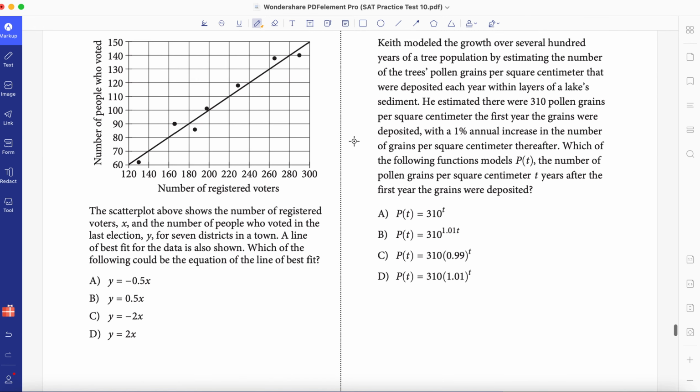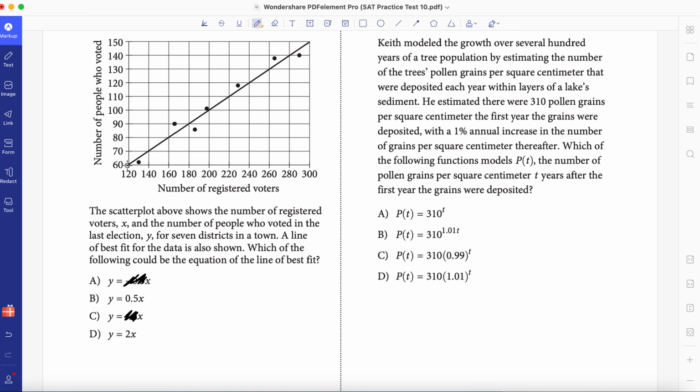So for this one, we're told a line of best fit is shown for the data above, which of the following could be an equation of the line of best fit. So here, we just want to find the slope. Because we have 0.5, and we have negative 2x and 2. The first thing we want to know is that since this is growing and increasing, these negative slopes are just incorrect. So our slope is between 0.5 and 2.